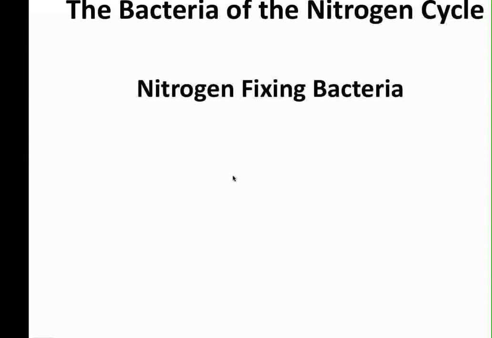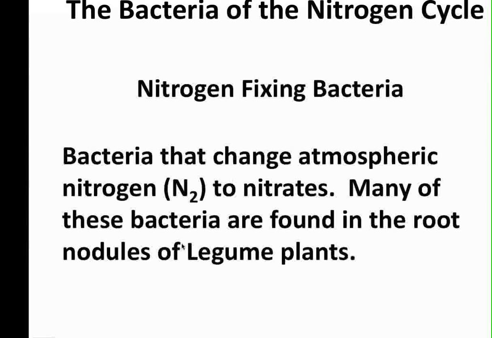Nitrogen-fixing bacteria. These are handy folks. These are the ones that convert atmospheric nitrogen that we can't use into a form that things can use, which is nitrates. And oftentimes these are found living in the roots of legume plants. This is called a mutualistic symbiotic relationship. But all I want you to know is that nitrogen-fixing bacteria do something good. They convert atmospheric nitrogen to nitrates.